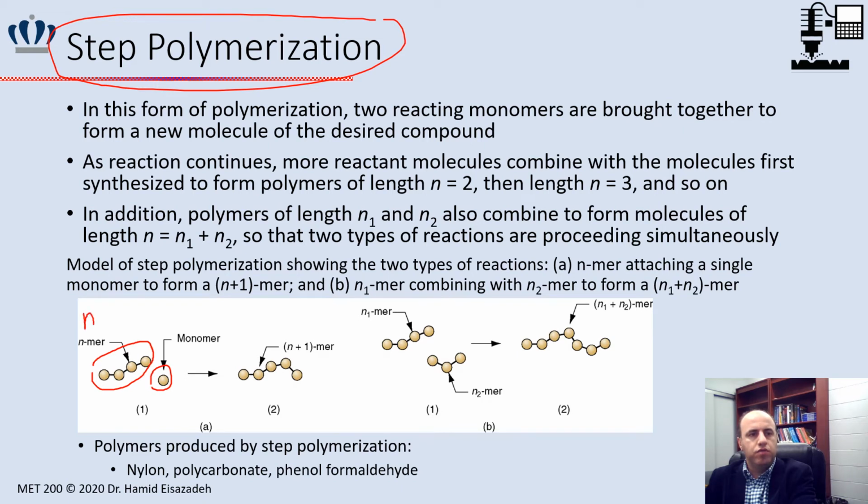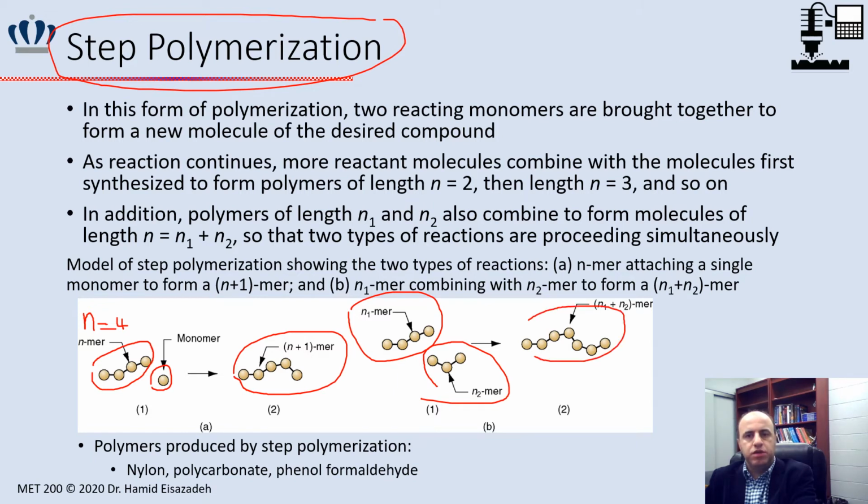N will be 4. So they will be joined together. It creates this chain. And in the second reaction, we have two different types of chain, N1-mer and N2-mer, different numbers. It can be different shape, different composition. Then they will be joined together and create the final chain.